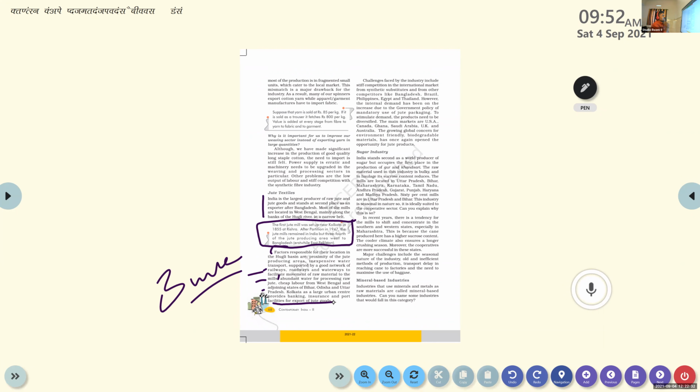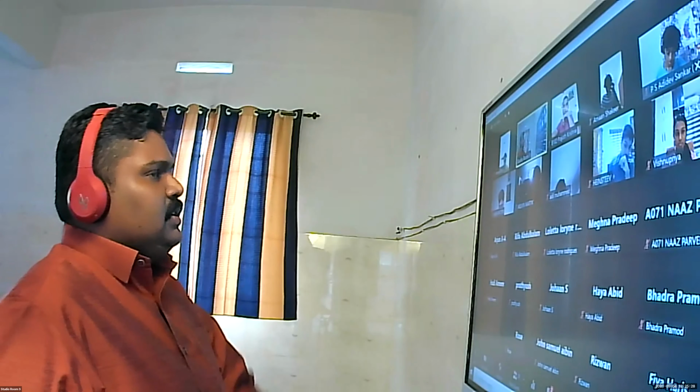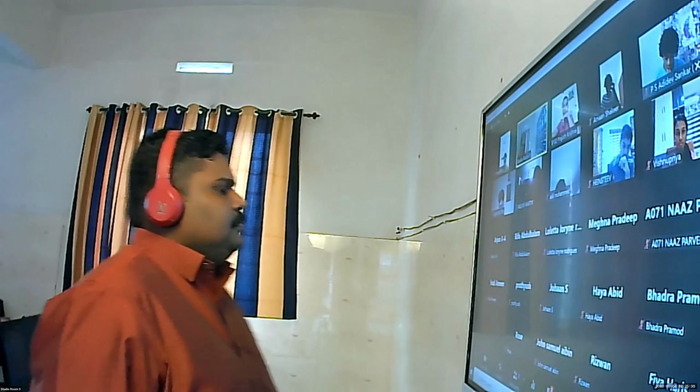Okay, take two minutes, please read that, and you can ask me. Make sure: Hooghly Basin. Which basin? Hooghly River Basin, right? Read the answer. Approximately of the jute producing areas, inexpensive water transport, supported by a good network of railways, roadways, and waterways to facilitate movement of raw material to the mills.